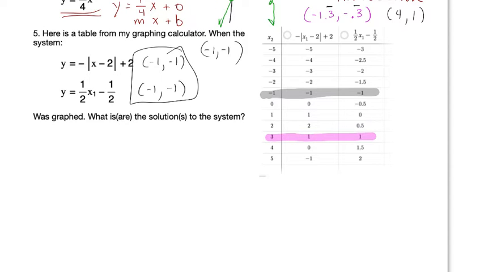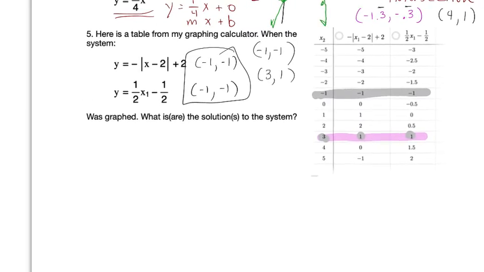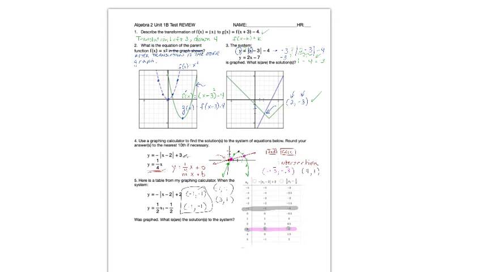I apologize for my dog there. 3 gives me 1, and 3 gives me 1. And so my answer, or other ordered pair, is 3, 1. There's my solutions to that system. That's it for that page. Pretty simple. Okay? Nothing too hard on it. Let's flip it over and see if that causes us any more problems.